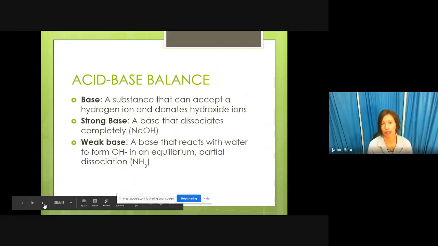A base is a substance that can accept or steal a hydrogen ion, as well as donate hydroxide ions in specific situations. A strong base completely dissociates, and that would be something like sodium hydroxide, where a weak base would be something that partially dissociates, like ammonia.